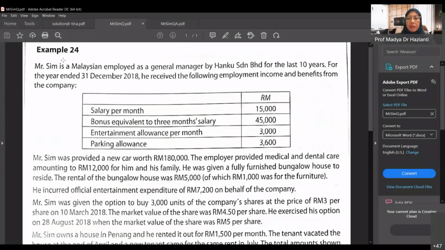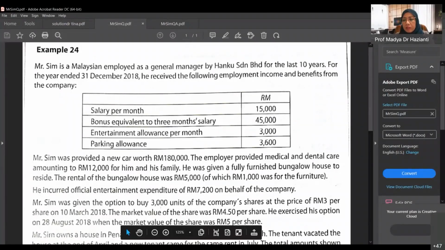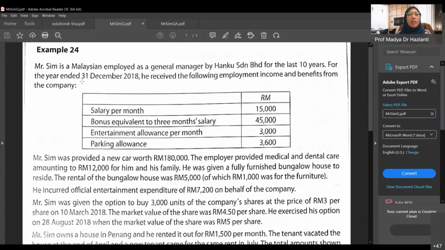Right, so for Mr. Sim kita ada banyak masa lagi so kita try buat satu soalan lagi untuk Mr. Sim ni lah. Ini pun is a combination juga employment income dengan yang lain-lain tu kita buat tadi lah. So here we have Mr. Sim. Soalan boleh download dari my guru, soalan ni memang ada dekat my guru je.